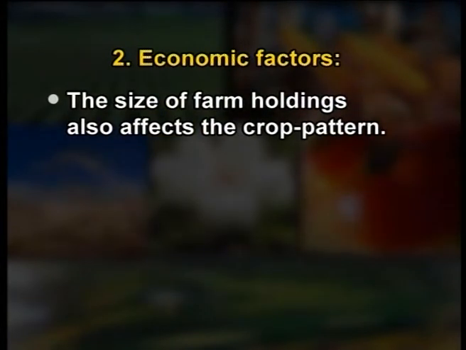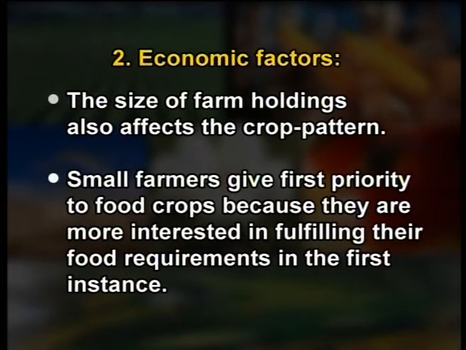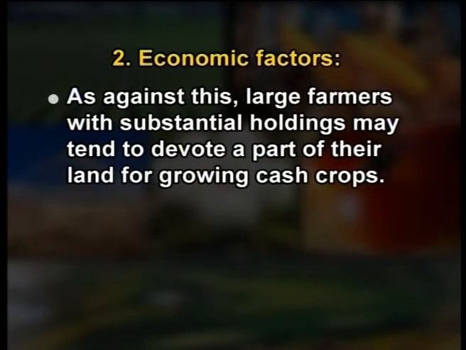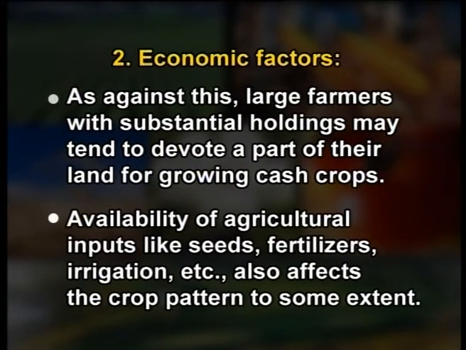The size of farm holdings also affects the cropping pattern. Small farmers give first priority to food crops because they are more interested in fulfilling their food requirements in the first instance. As against this, large farmers with substantial holdings may tend to devote a part of their land to growing cash crops. Availability of agricultural inputs like seeds, fertilizers, irrigation, etc. also affects the cropping pattern to some extent.